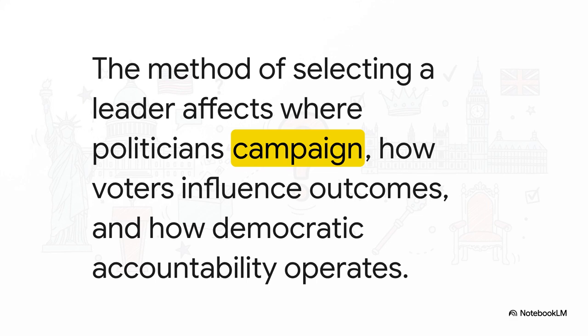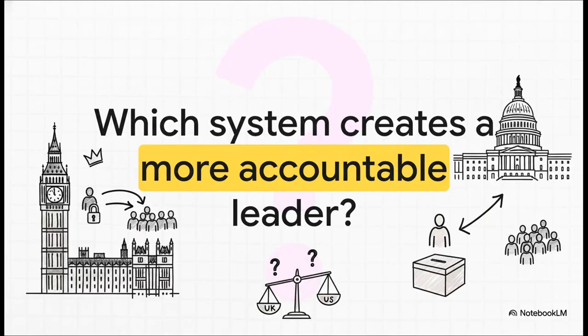And that right there is really the key takeaway from all of this. The specific method a country uses to choose its leader isn't just some boring process. It fundamentally determines where politicians focus their energy, how much power an individual vote really has, and ultimately how democracy itself actually functions. So it all comes down to this big question. Which system creates a more accountable leader? The one who's tied directly to the legislature, like in the UK, or the one who's chosen separately with their own mandate, like in the US? It's a question that gets right to the very heart of how we think democracy should work.